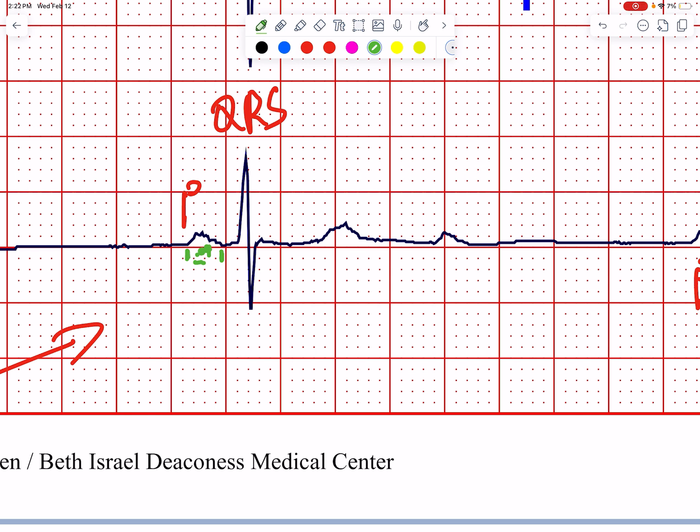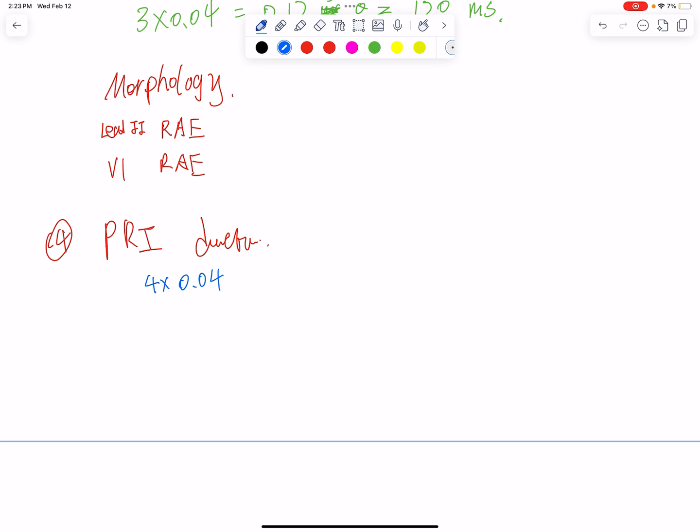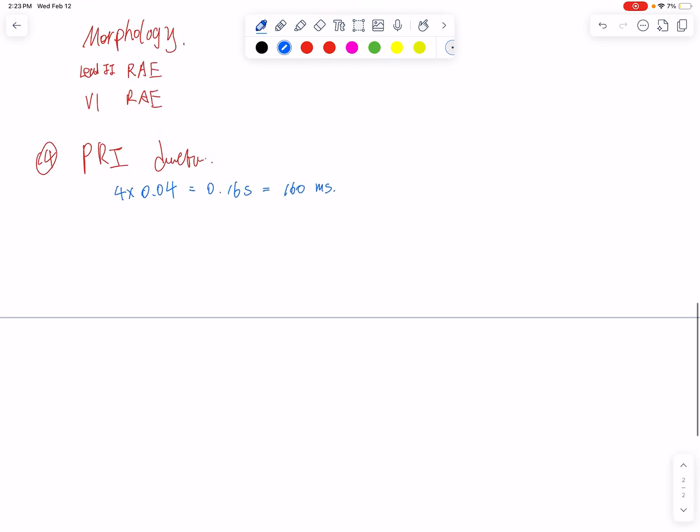Since we barely see the Q, for the PR interval, maybe I'll change the color. The PR interval will start from here and end over here. It's 0.04 per small box, so we have 1, 2, 3, 4, maybe. So 4 times 0.04 equals 0.16 seconds, which is 160 milliseconds, and that falls into the normal reference range, I believe.